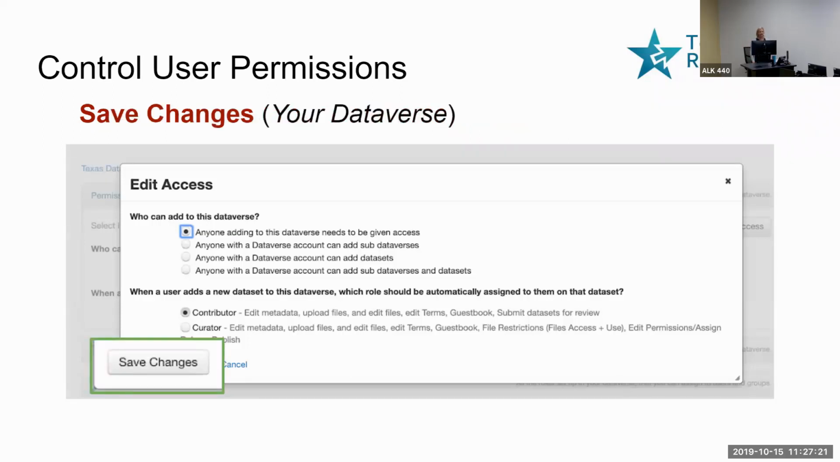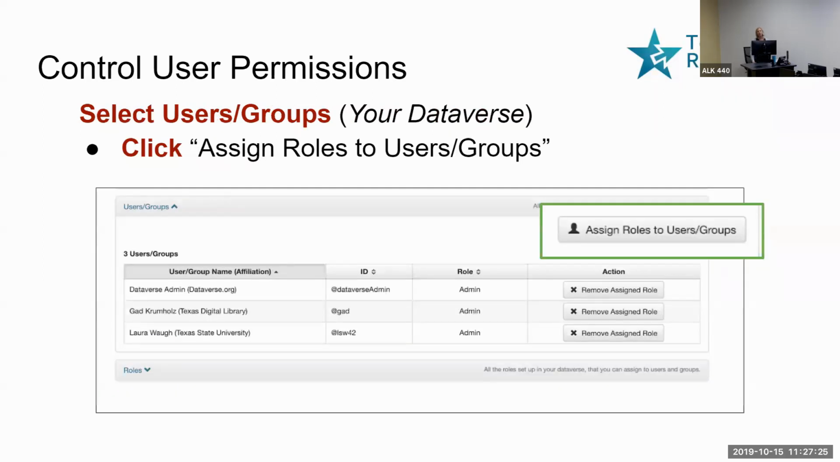Once you're done, if you have any changes there, you can click Save Changes. And you can always go back and edit this again later, so you're not making final decisions here, but it's good to keep these things in mind. So the next thing you can do here, right underneath, is under the users groups, you can assign roles to certain user groups.